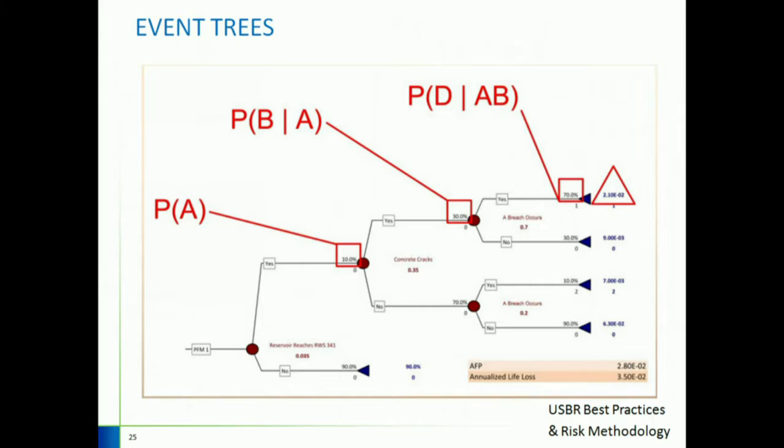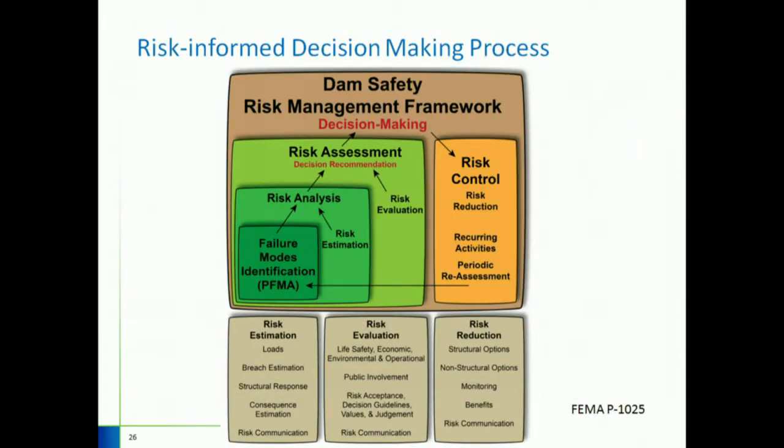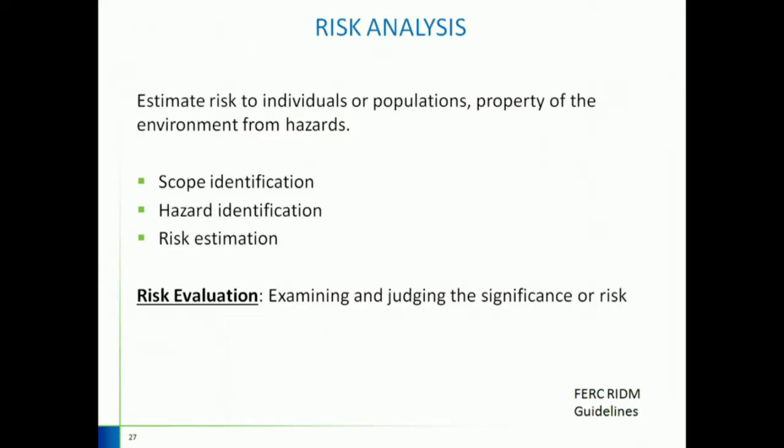Okay, so with that little background on statistics, let's go back to our general framework and start diving into the risk analysis and risk assessment. Risk analysis, we have defined this before, but let's say it again. This estimates the risk to individuals or populations and properties from environmental hazards. It involves scope identification, hazard identification, and risk estimation.